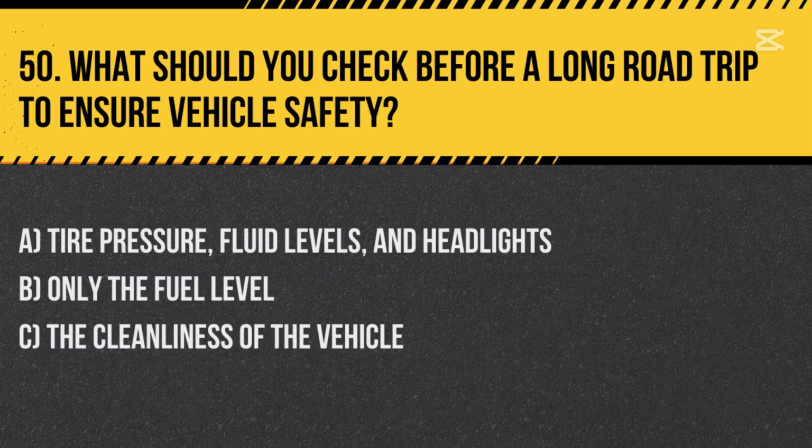Question 50. What should you check before a long road trip to ensure vehicle safety? A. Tire pressure, fluid levels, and headlights. B. Only the fuel level. C. The cleanliness of the vehicle. Answer: A. Tire pressure, fluid levels, and headlights. Proper vehicle maintenance checks are crucial for ensuring safety on long trips.